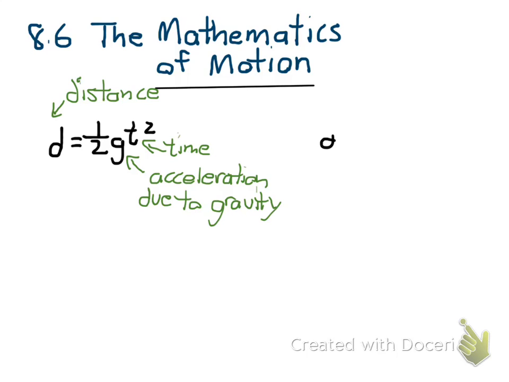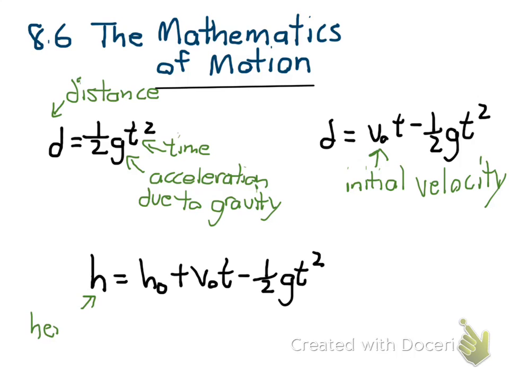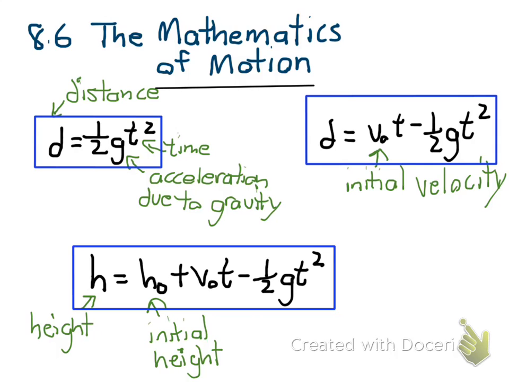The next formula we'll look at adds to this concept of distance some value for an initial velocity. And lastly, we'll look at a function for height, which builds on that form. We're just using initial height along with the initial velocity, gravity, and time. So these three equations you'll have a pretty good grasp of by the end of this lesson.